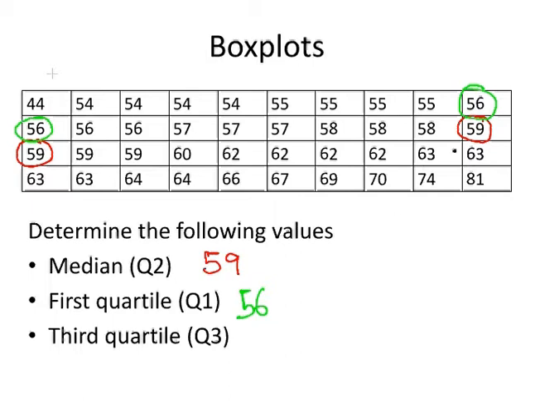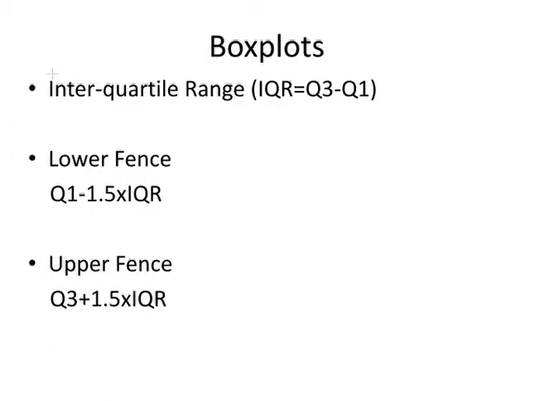And lastly, we're going to look at the third quartile, Q3, which is the average of the 30th and 31st data point, and it is 63. So that was straightforward enough. So we can move on now. First off, what we have to do is compute the interquartile range, and this is computed as Q3 minus Q1, and in this case that is 63 minus 56, and that is equal to 7.